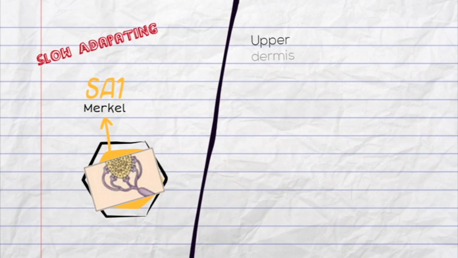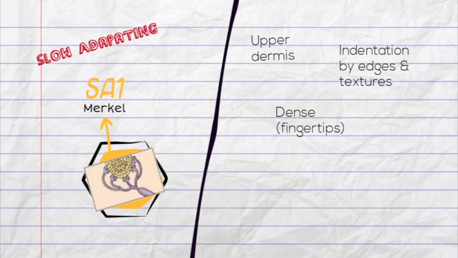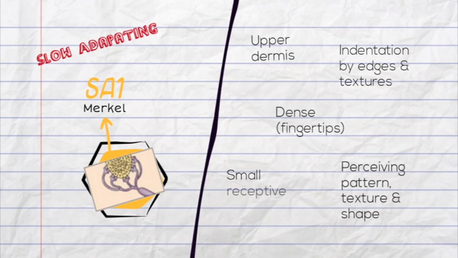Now we need to go into a little bit more detail about mechanoreceptors, so we're going to start off with the SA1, or Merkel cell, for its specialized ending. These receptor cells are usually found in the upper dermis, are relatively dense in distribution, especially in your fingertips, and they're most responsive to indentation by edges, curves, and textures, and they're useful for perceiving pattern, texture, and shape.